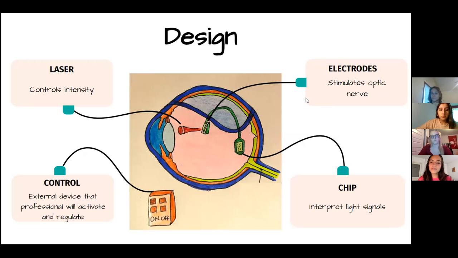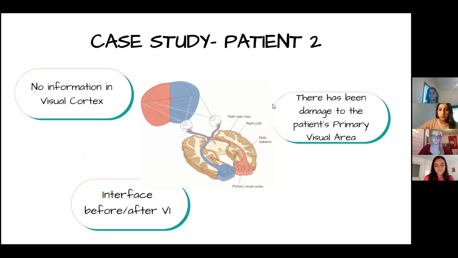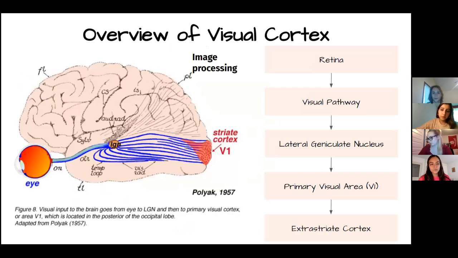And that's it. Max will explain the case of patient 2. Right, so patient 2 has damage to their primary visual area. They're not going to have any information flowing through their visual cortex, so we're going to have to interface before and after area V1.